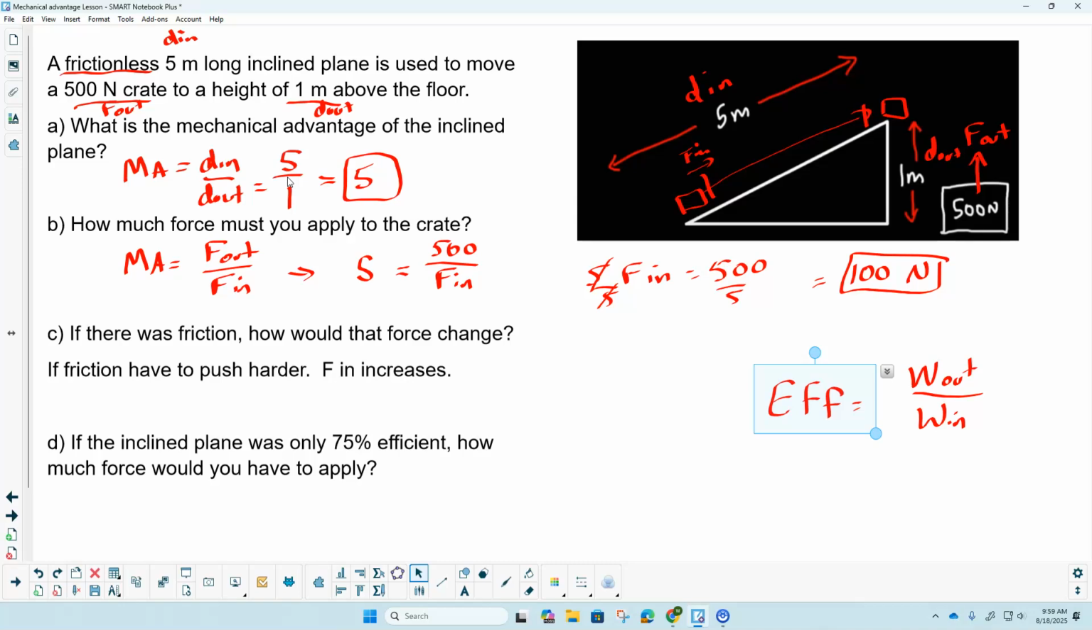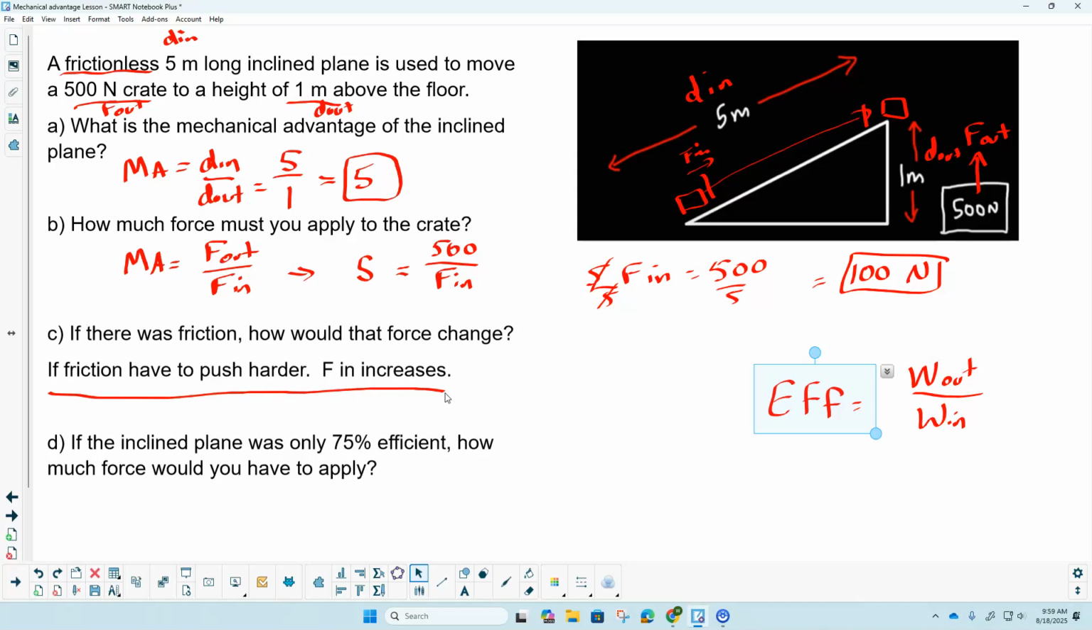But if there was friction, so that's question C, how would that force change? And I actually left this up there from a previous lesson. If there's friction, you'd have to push harder, right? It would be more difficult. Friction acts against you, so you're going to have to put more effort in. You're going to have to apply a bigger amount of force. You're going to have to do more work because some of that energy that you're using is not being transferred into the box or the crate. It's actually being changed into heat and sound, or those non-efficient types of energy.